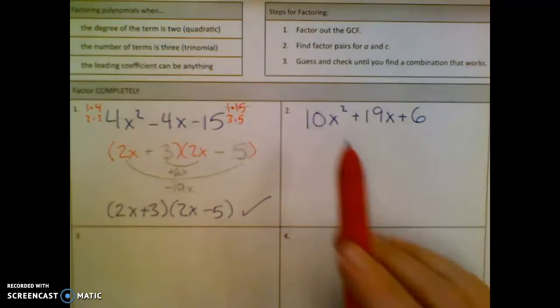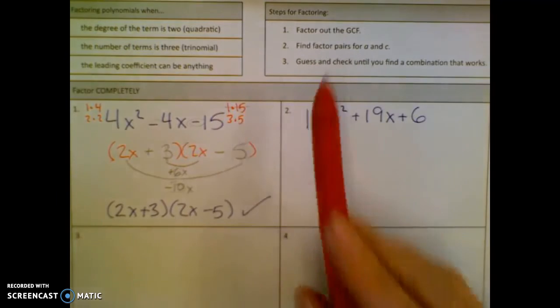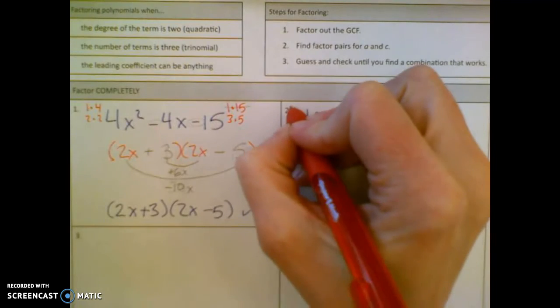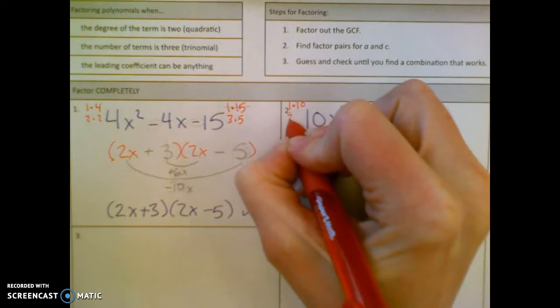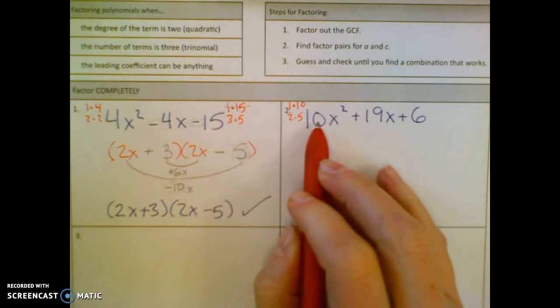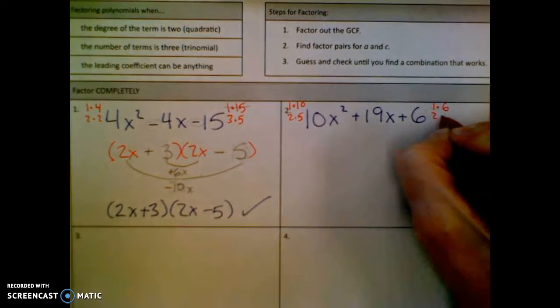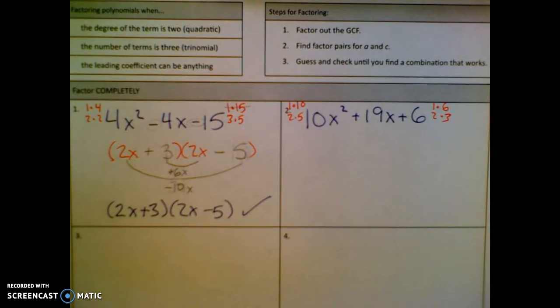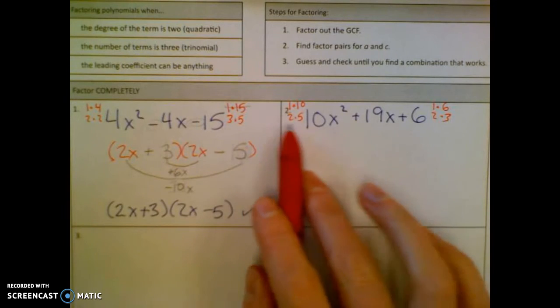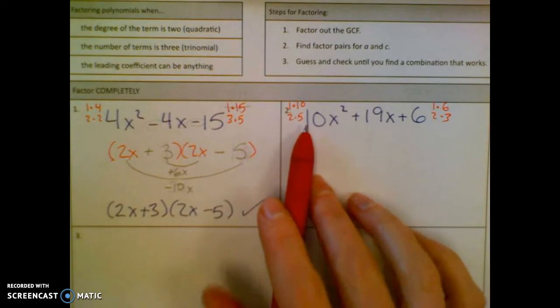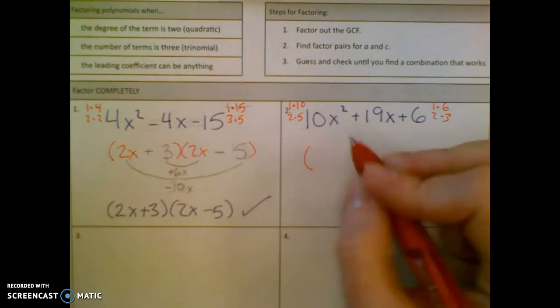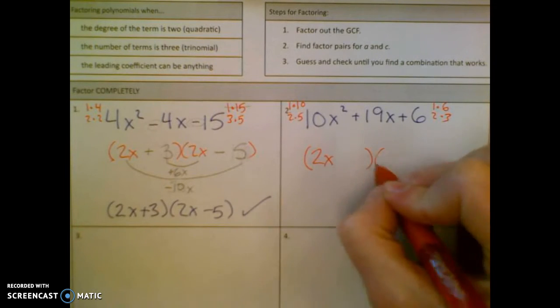So there's no GCF. I'm going to find my factor pairs for A and for C, so I'm going to label what I possibly could get to multiply. So 10 is 1 and 10 and 2 and 5. 6 is 1 and 6 and 2 and 3. Again, just pick one of these leading coefficient terms and just stick with it. So I'm going to go ahead and I always pick the smaller of the two, 2x and a 5x.